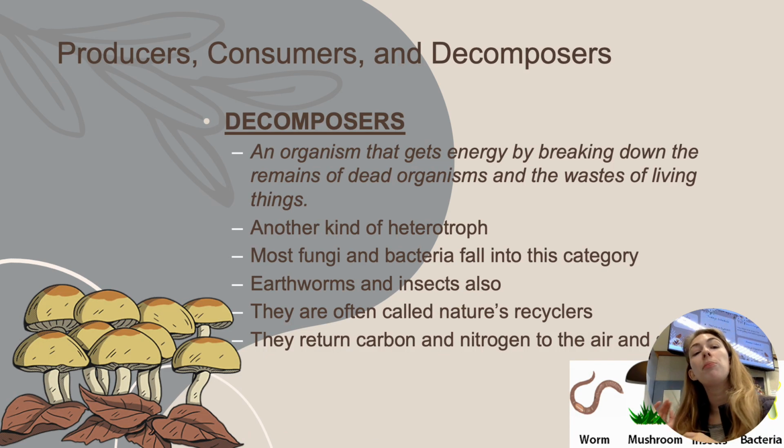However, as much as we have our producers and consumers, we also have decomposers. A decomposer is an organism that gets energy by breaking down the remains of dead organisms. So they're pretty much like taking out and recycling the trash. They're another form of a heterotroph because they do not create their own energy. Okay, they're getting energy from dead organisms. Most of them are going to be fungi and bacteria. Some earthworms and insects are also known as decomposers. They're kind of nature's recyclers.